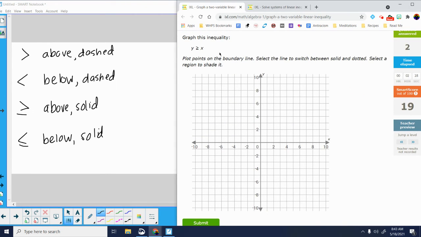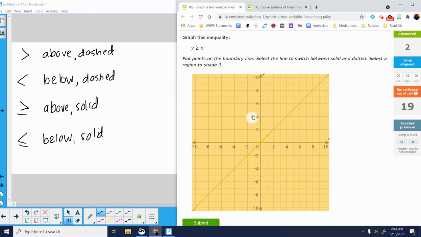Y is greater than or equal to x. So that's a linear equation whose slope is 1 and whose y-intercept is 0. So I'm going to put a y-intercept at the origin, and I'm going to go up 1 over 1, which gives me my line. Now it's greater than or equal to, so that's going to be above the line and solid line. So I'm going to keep it a solid line. Above, to me, I kind of think like, where would the sky be if this was a drawing? Would this be the sky or would this be the sky? This to me is like the grass. So this is below, this is the ground. Above, the sky would be up here.